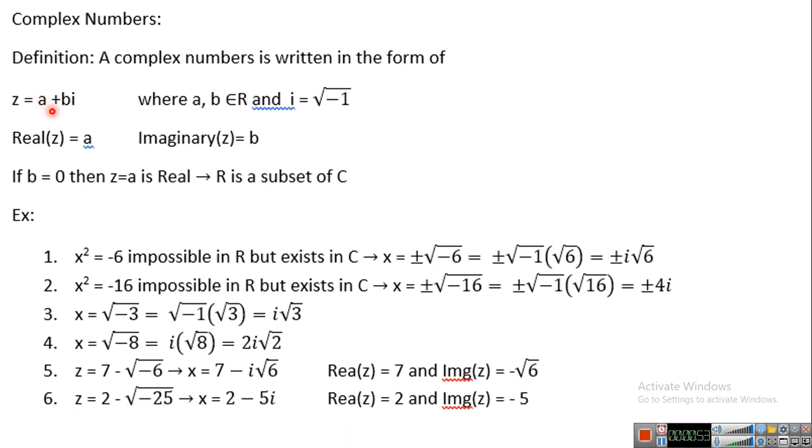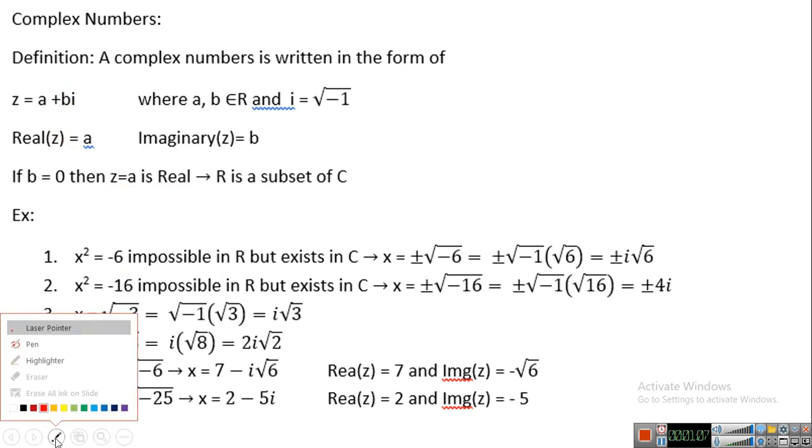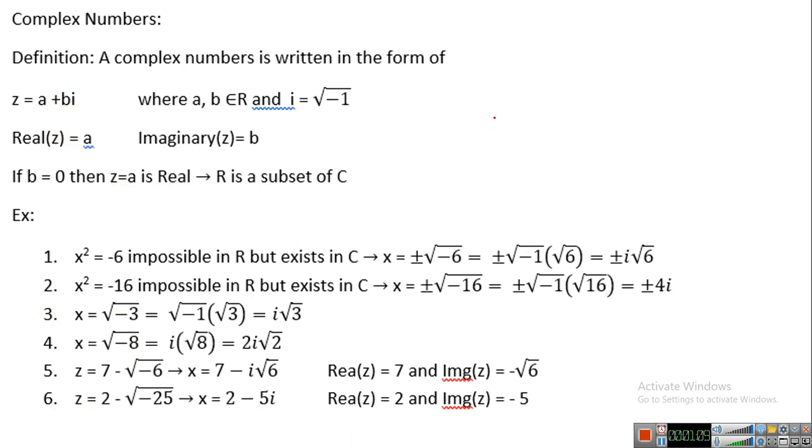Real of z is a, and imaginary of z is the coefficient of i, which is b. So here you can see if b is 0, then z will be a, which is real. So that's why the real set is a small set inside a bigger set which is complex. Why inside the complex? Because the complex is of the form z = a + bi.